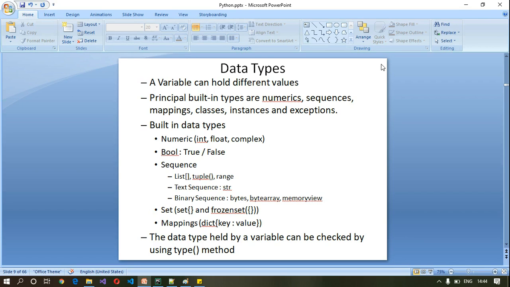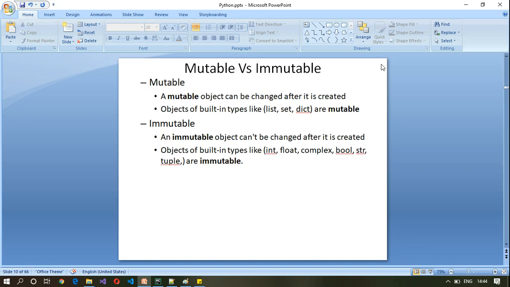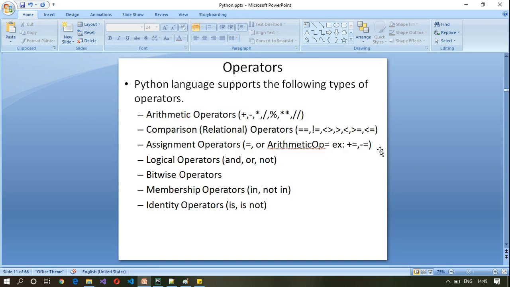Hello and welcome back. In the last sessions, we have seen how to work with different data types. The built-in data types which we have already looked at are numeric, bool, sequence, set, mappings, and also we have seen what is mutability and immutability.